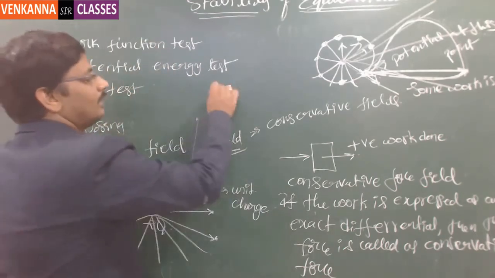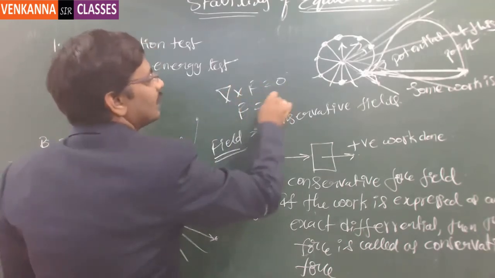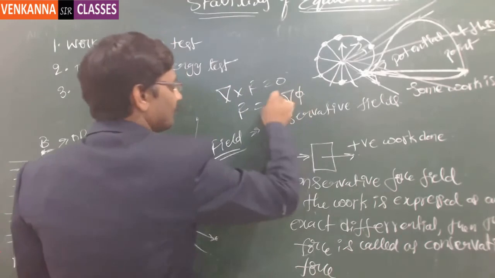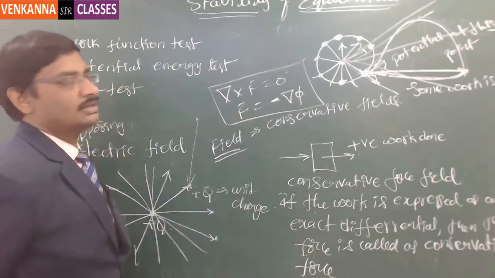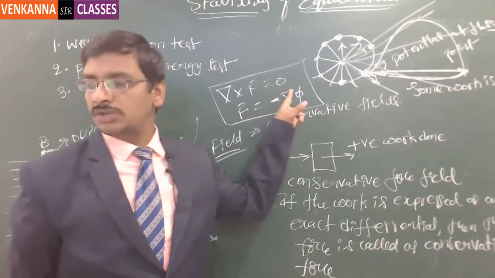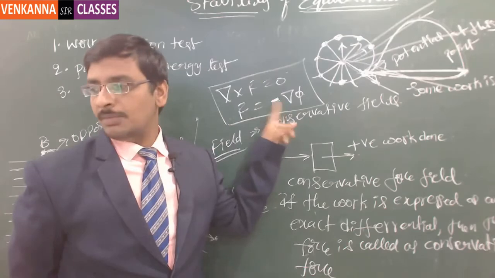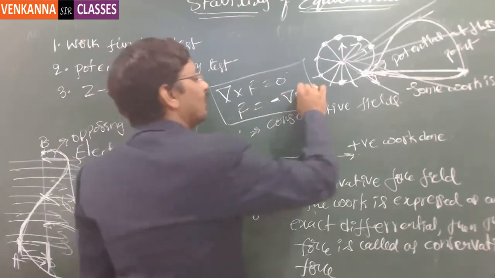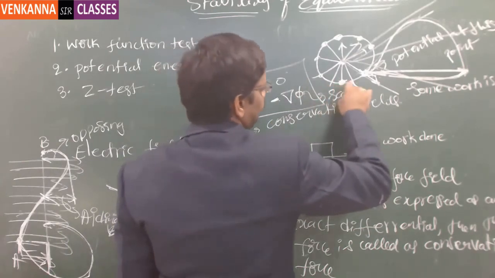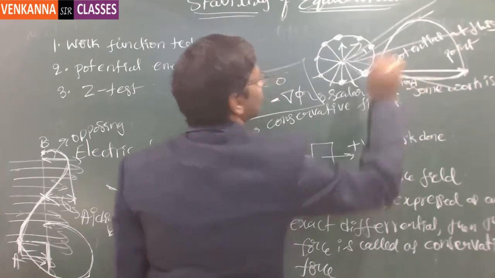So if del cross F is equal to 0, then F can be expressed as minus del phi. This is what we learn in vector calculus. Because del cross del phi is equal to 0, right? So here phi is a scalar function.